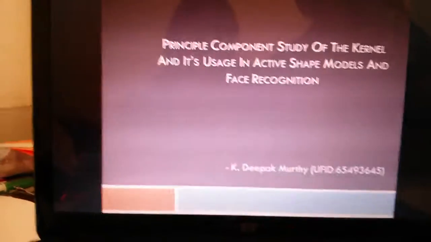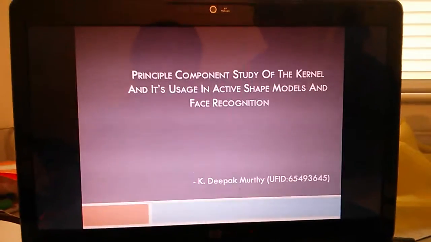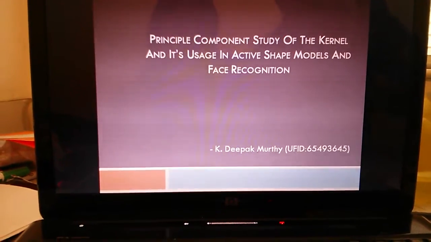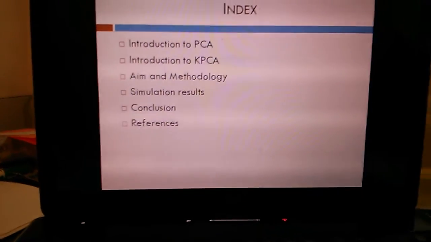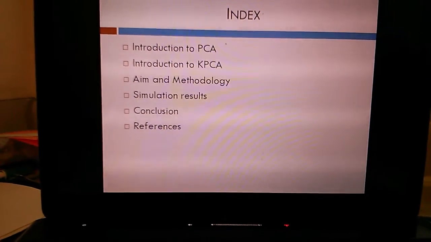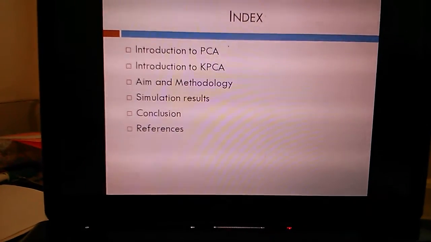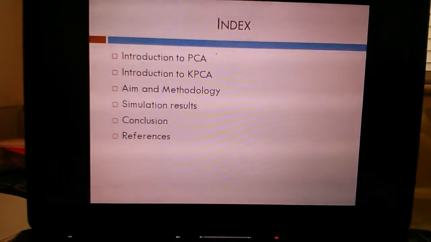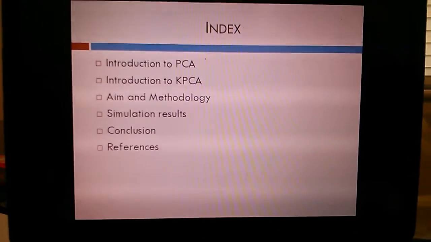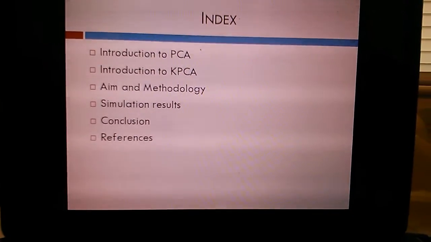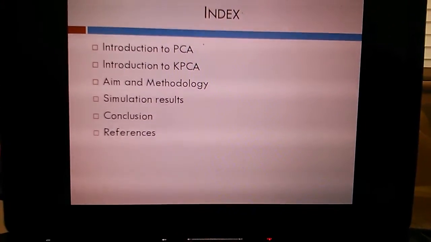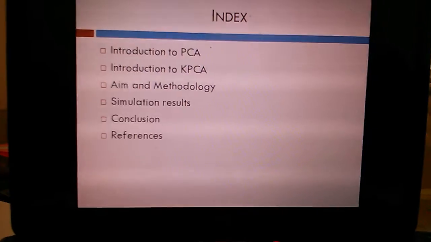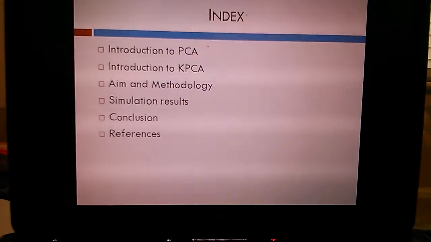First things first, the name of this project is Principal Component Study of the Kernel and its usage in active shape models and face recognition. Now, the way that I'm going to go about explaining my project in this demo is that I would be giving a brief explanation about PCA and Gaussian PCA. Then I would shift gears and talk about the methodology behind the project. I would then talk about and demonstrate the functioning of the code and explain the results that have been derived. Finally, to top things off, I would talk about the conclusion and the future directions of this project.